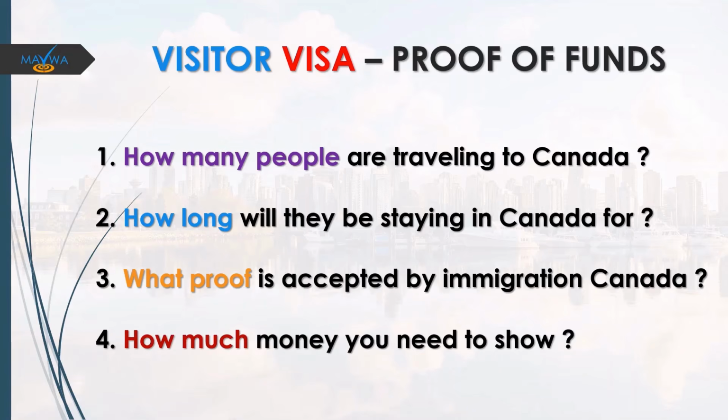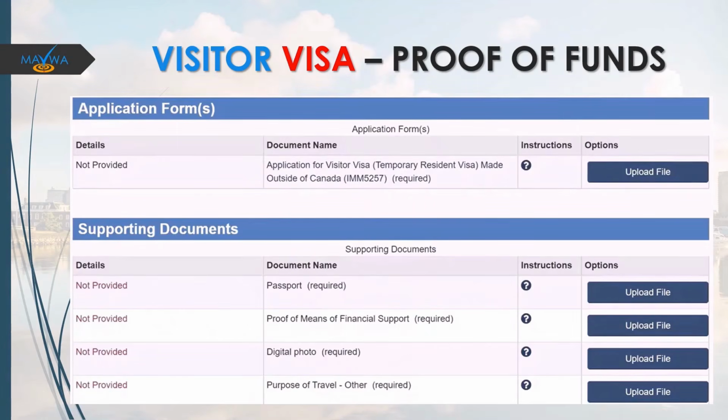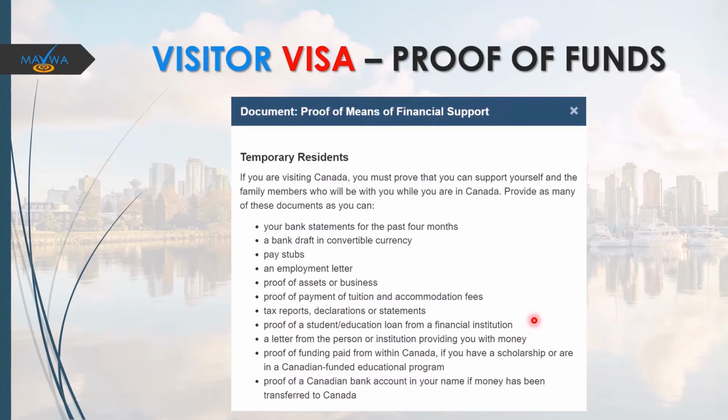And number 4 is how much money you need to show. We're going to answer these through the case study. Okay, so this is the page that you get once you log into your Canadian online account and you want to submit an application for visitor visa. Here you have the list of supporting documents. Under it you have number 2, proof of means of financial support that is required. And when you click here on the question mark, you get to this page.